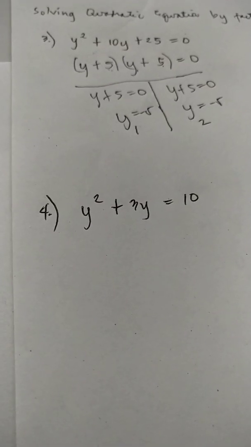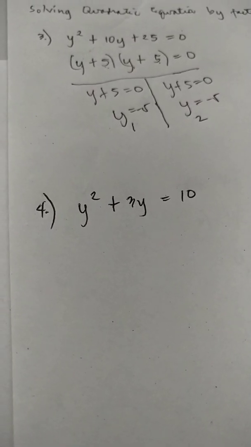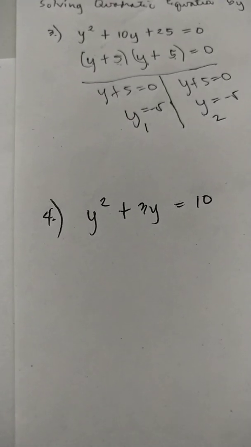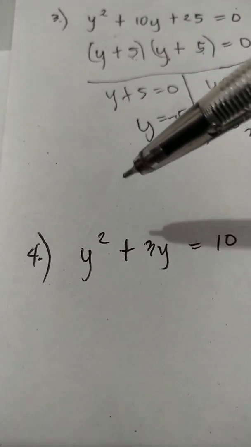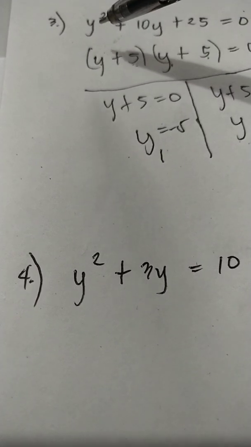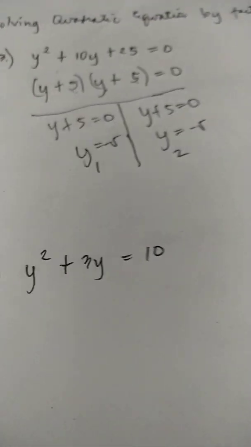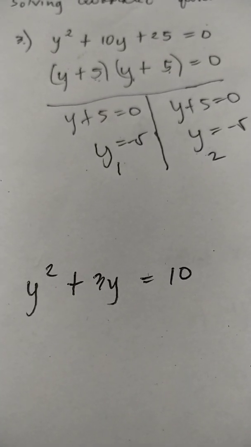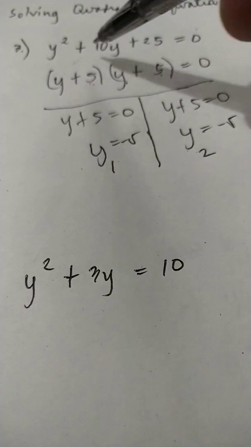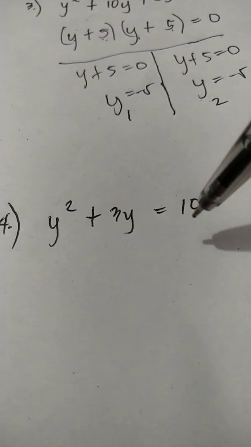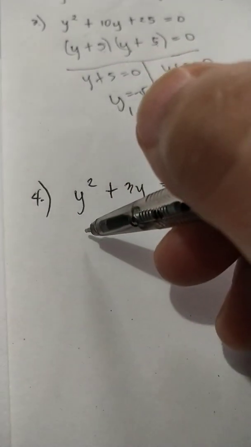Now, let's consider example 4. We have y squared plus 3y is equal to 10. Notice that example 3 and example 4 are almost similar. Why? Because both examples are having 1 as the numerical coefficient of the y square. It has a little bit difference in example 3 because in here it is already written in the standard form, while in example 4 it is not yet in the standard form. So we have to rewrite it first in the standard form.